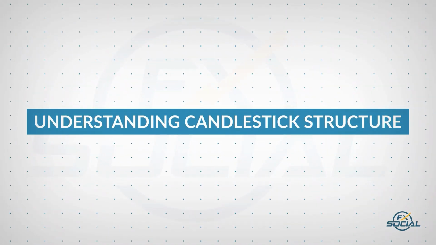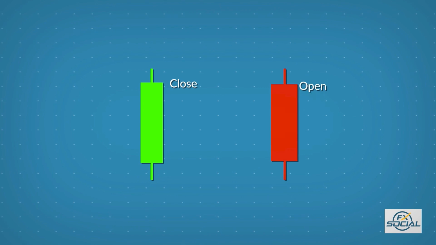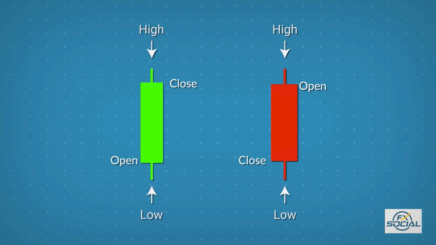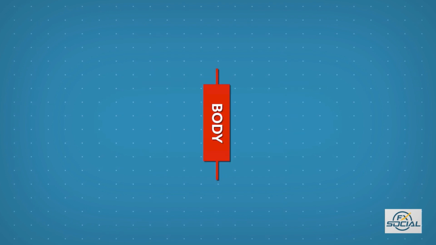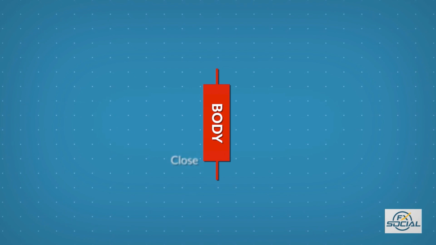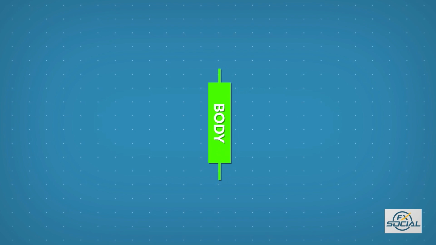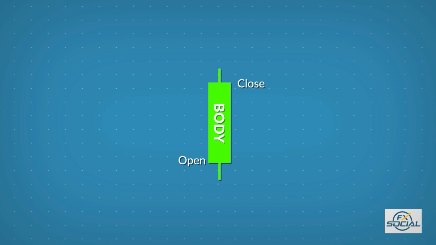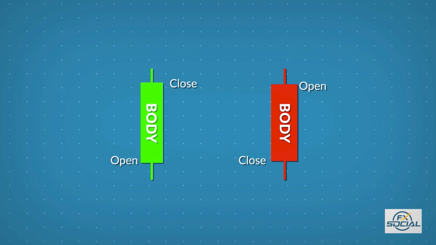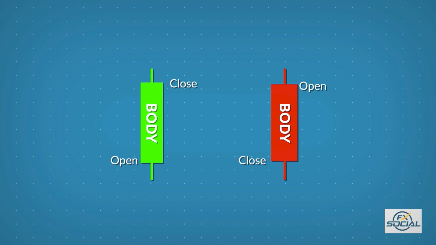Understanding candlestick structure. Just like a bar chart, a daily candlestick shows the market's open, high, low, and close price for the day. The candlestick has a wide part which is called the real body. When the real body is red, it means the session's closing price was lower than the opening price. If the real body is green, it means the session's closing price was higher than the opening price. The thin lines above and below the real body are called the shadows, representing the session's price extremes.